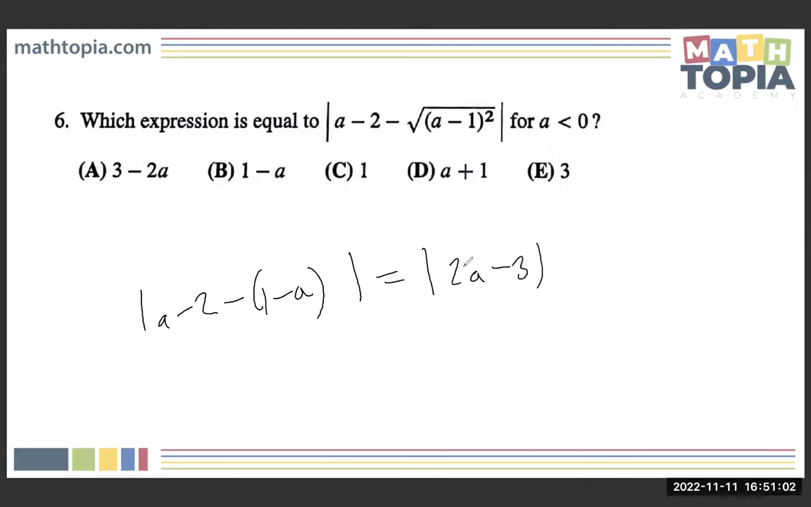But once again, a is less than 0, so 2a is less than 0, and 2a minus 3. If we're subtracting more from a negative number, it's going to be even more negative, right? So it's not going to go into the positives. This is going to be negative, so we're going to invert this and get 3 minus 2a, which is choice A.